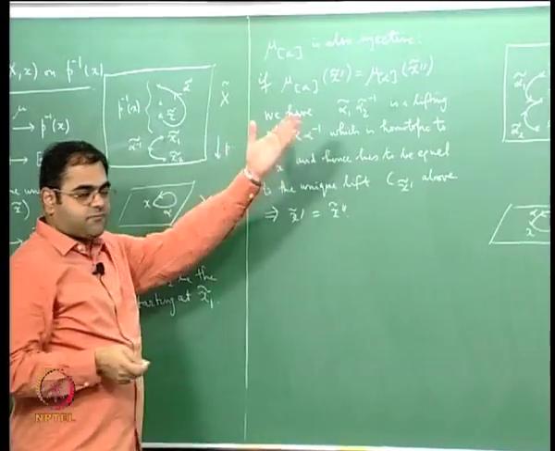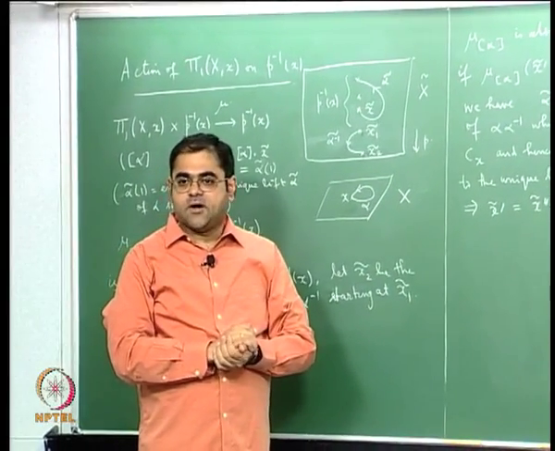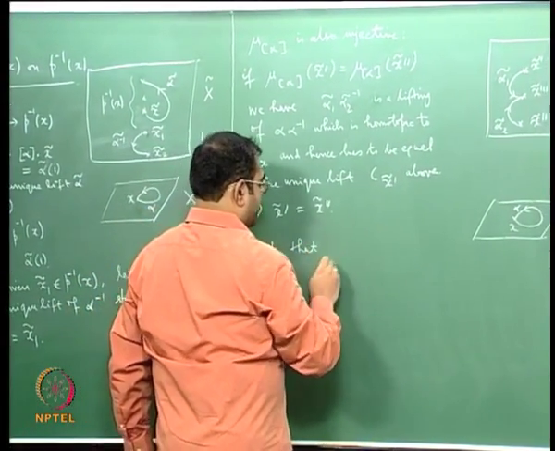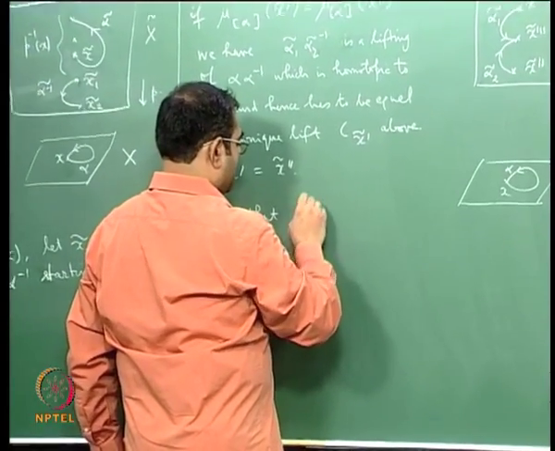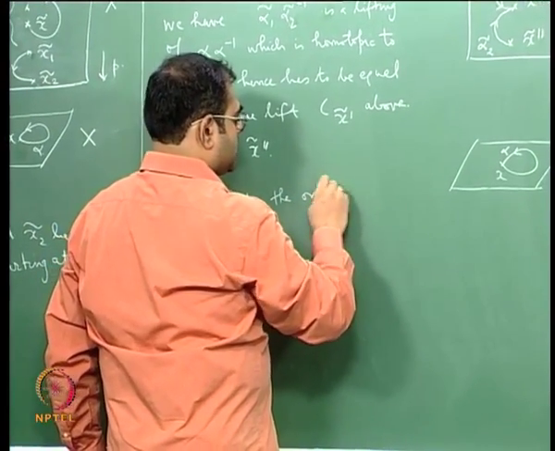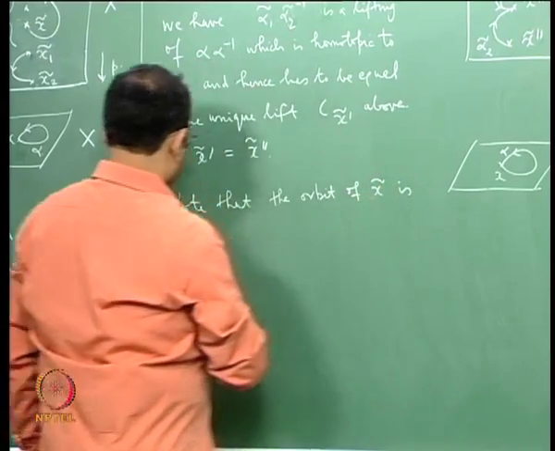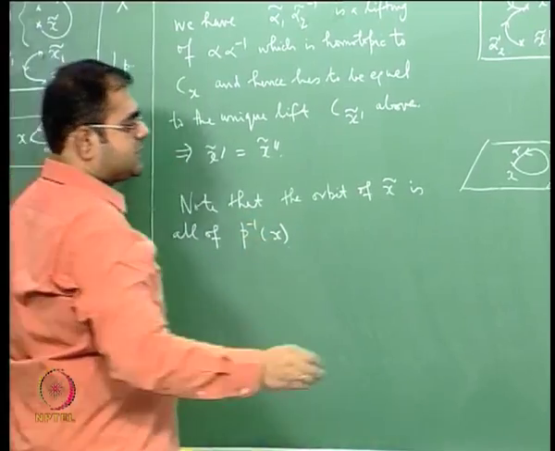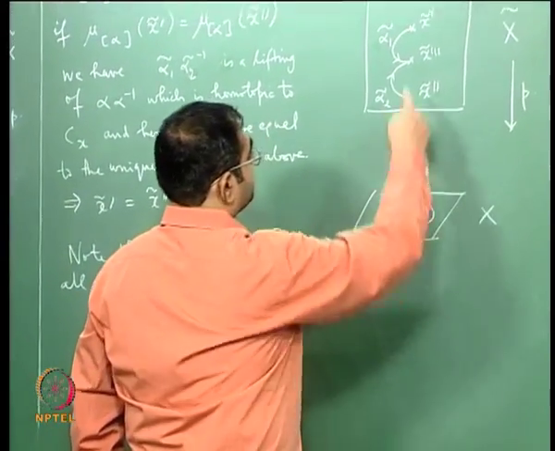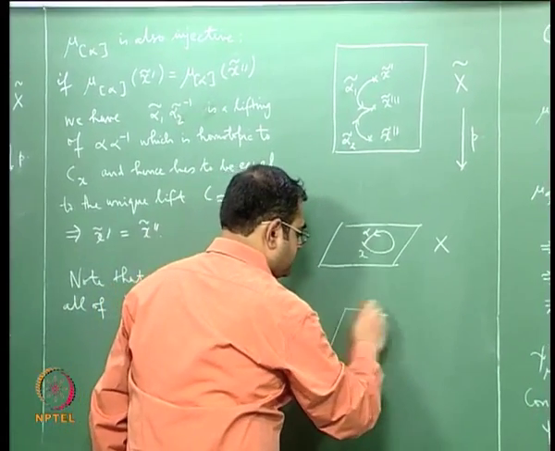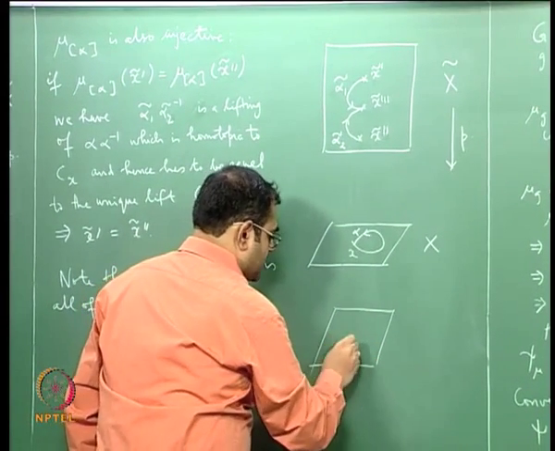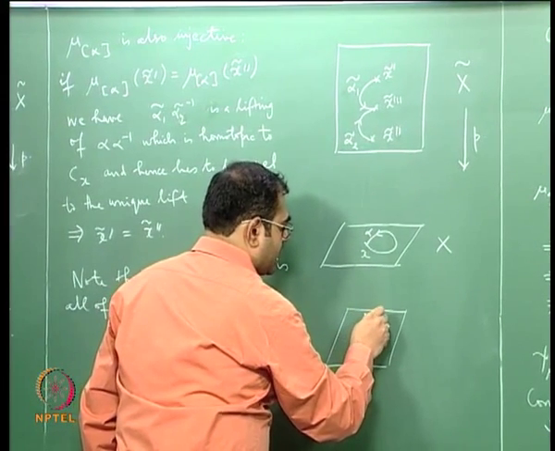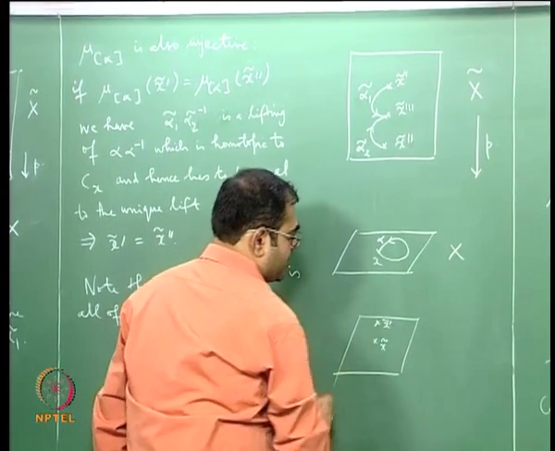That is also because of arcwise connectedness of x tilde. So note that the orbit of x tilde is all of the fiber. Why is that true? Because, let me draw another diagram. So here is x tilde, and suppose you give me some other point, let us say x prime tilde.